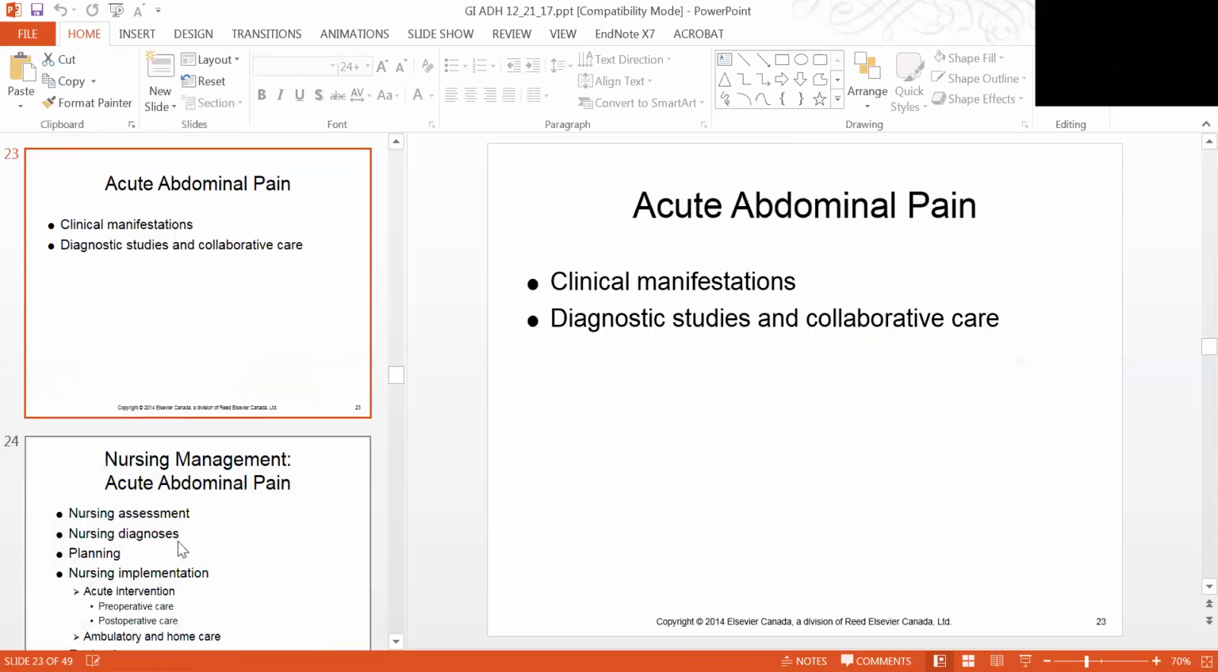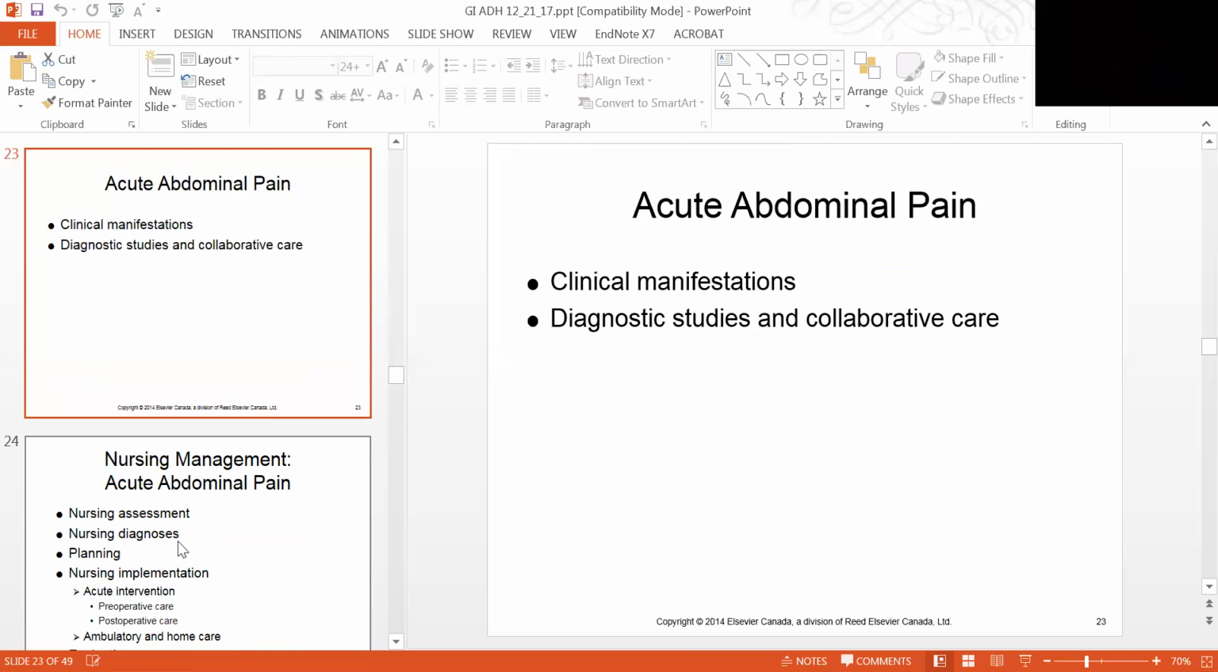Clinical manifestations of acute abdominal pain. And again, when you're doing your assessment of a patient with abdominal pain, it's sometimes very difficult. So you need to really look at the PQRST, doing your subjective inquiry very, very closely to find out if there's some kind of a pattern, to find out if this is a new type of pain. Also look at the associated findings.